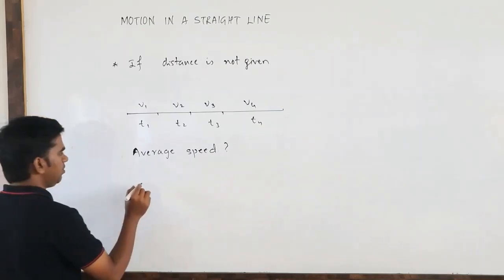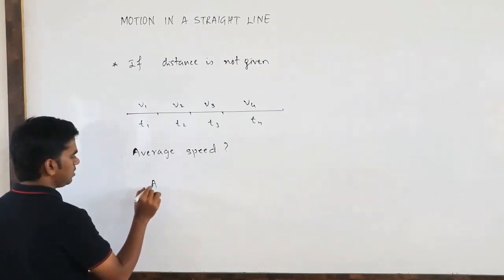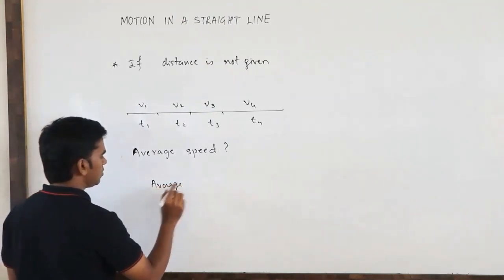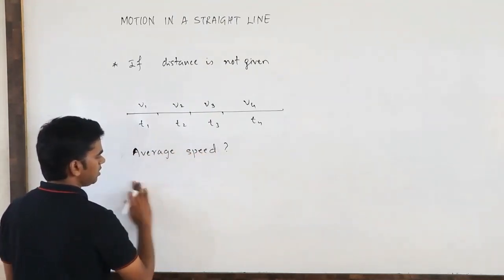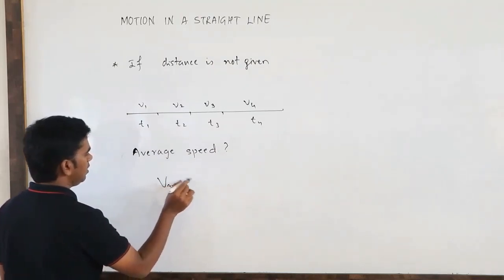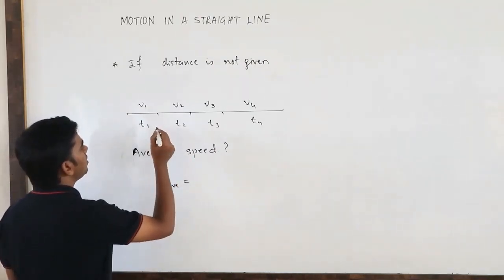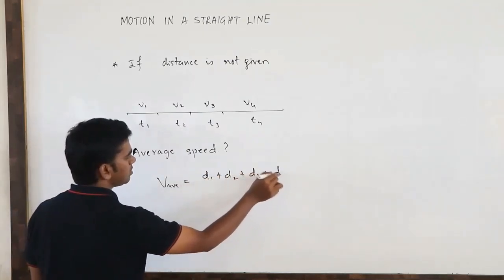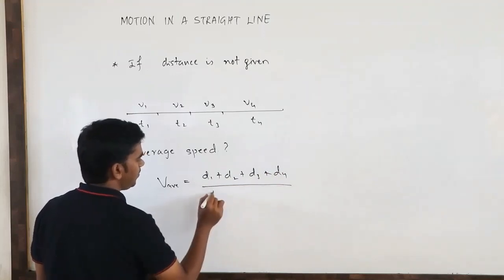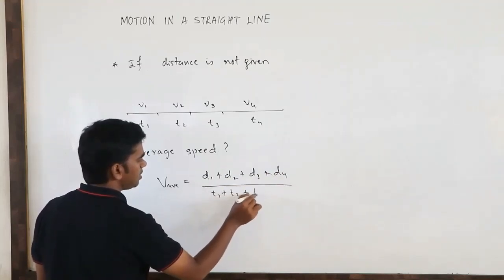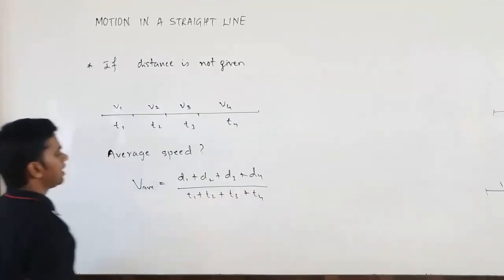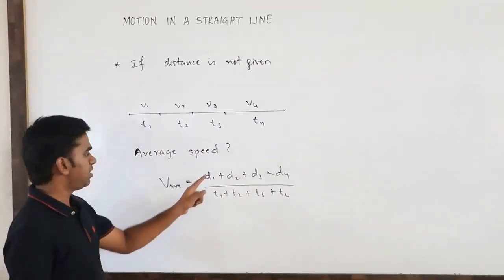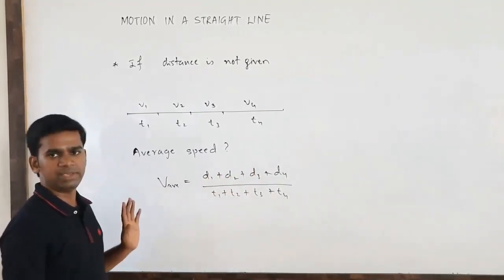So what we know is that the average speed is equal to, I will write this symbol, v average equals d1 plus d2 plus d3 plus d4 divided by t1 plus t2 plus t3 plus t4. Okay. So the times are given, so you can write the times, but d1, d2, d3, d4 are not given.